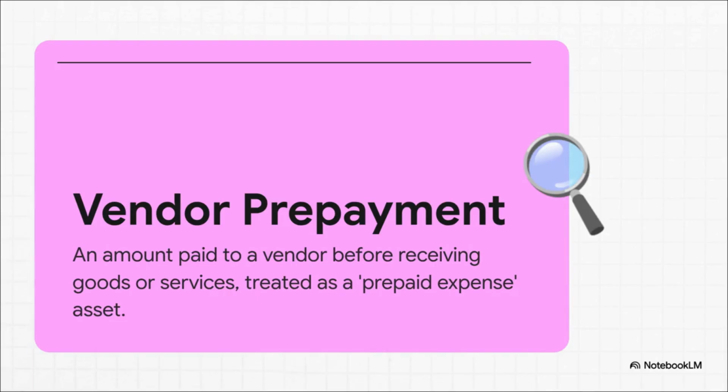Now, here's the part your accountant really wants you to understand. When you make a prepayment, it's not an expense, not yet anyway. It's actually an asset on your balance sheet. Why? Because you've paid for something of value that you're going to receive in the future. It's basically a claim on goods or services, and that claim is a valuable asset.